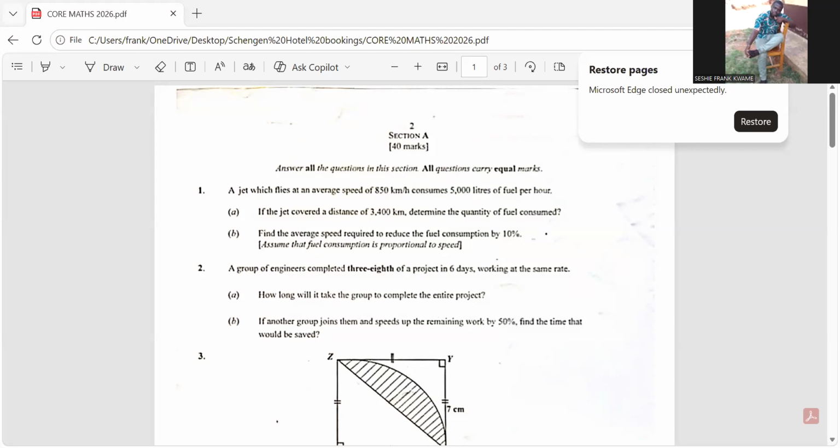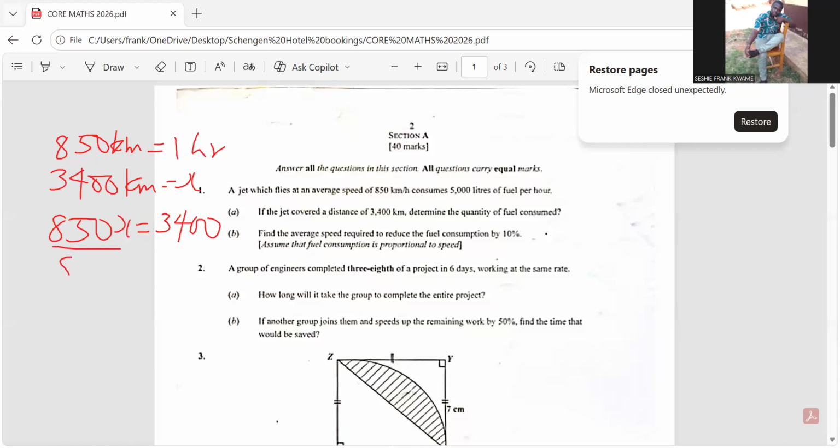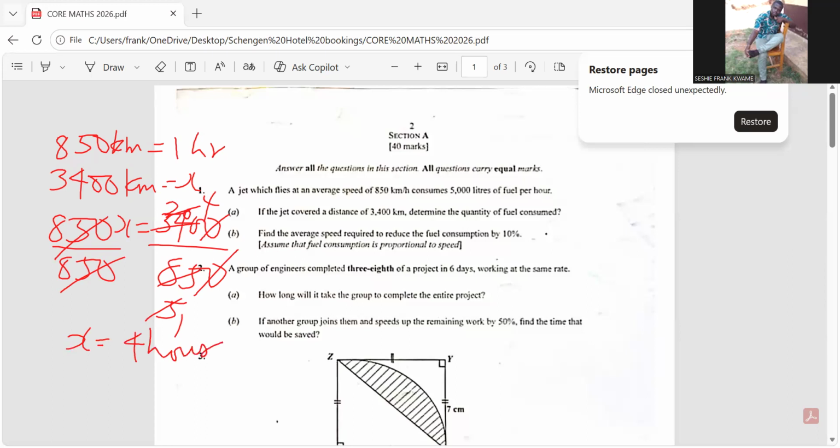Question number one. A jet flies at an average speed of 850 kilometers per hour. So every 850 kilometers, it spends 1 hour. How many hours are we going to look for? 3,400 kilometers. So 850x is 3,400 times 1. Divide by 850. 17 here, 5. 17 here, 20. 5 here, 1. 5 here, 4. So x is going to be 4 hours.